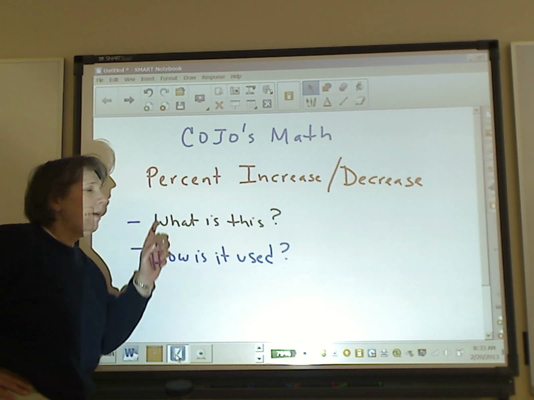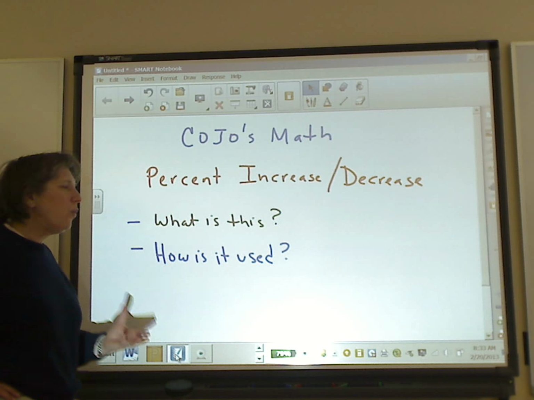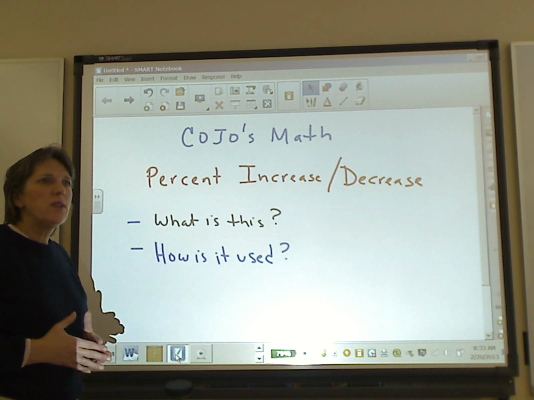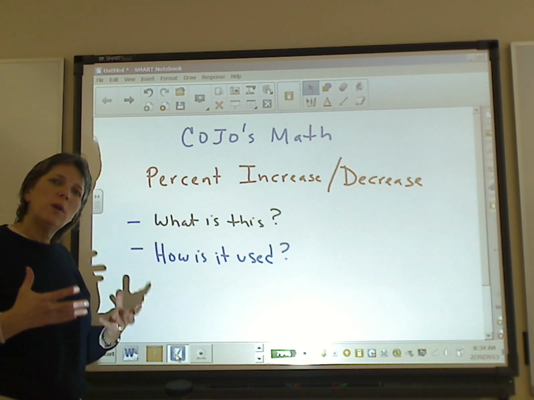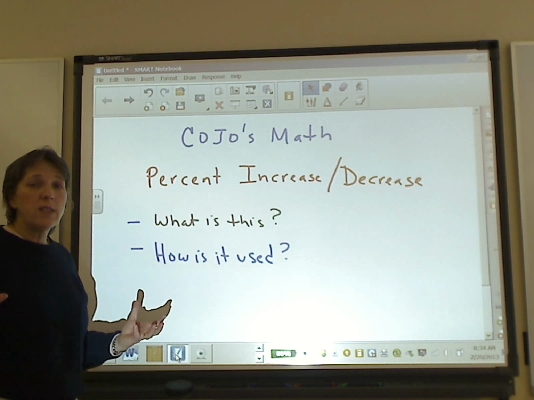And today we're going to talk about percent increase and decrease. So you say to me, what is this? What is percent increase or decrease? Well, percent increase or decrease is when we want to do a comparison from something that was an original amount to wherever we stand now.